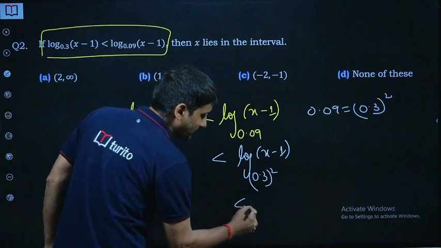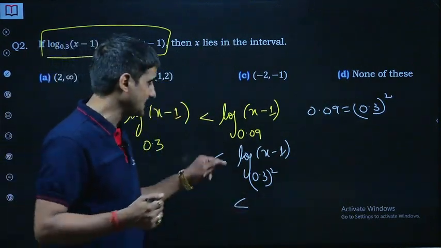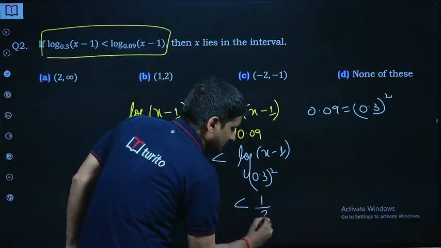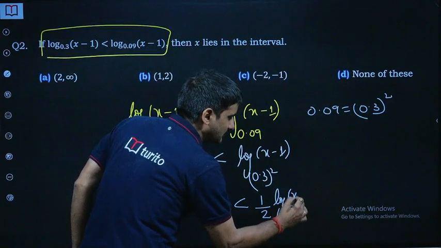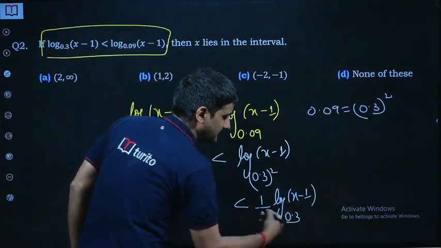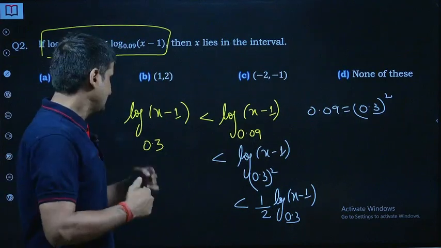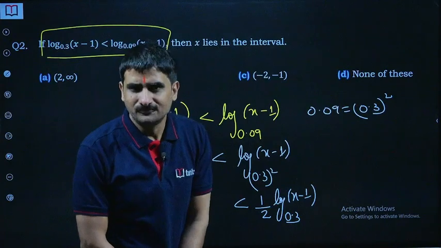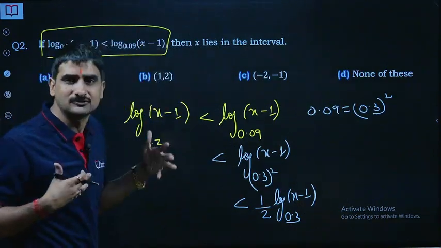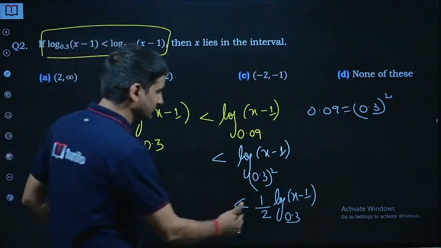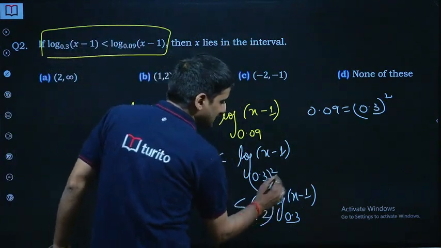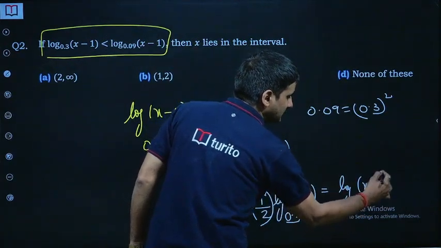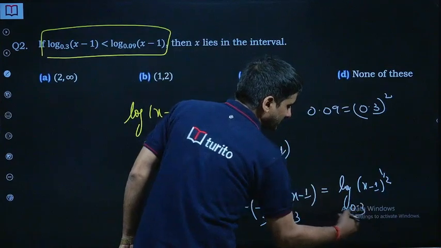Now there's a property for log which says if you have a power on the base, it will appear outside in the denominator. So half times log of x minus 1 to the base 0.3. Now again, we can compare only when both sides have the same coefficient, preferably positive one. So we'll take it inside and write it as log of x minus 1 to the power half, base 0.3.